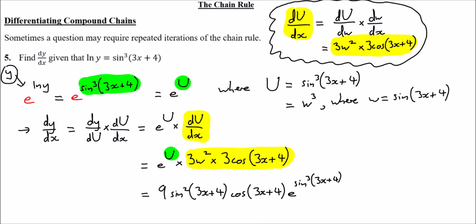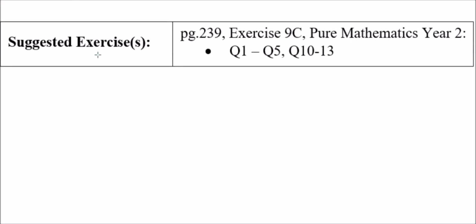So that's definitely a juicier example. They can be quite in-depth and involved, just like that one there. So that should give you a good grounding now to have some flight on your own and try some of these examples yourselves. So if you turn to page 239, exercise 9C, and attempt questions 1 to 5, then questions 10 to 13, that should stand you in good stead for knowing how to apply the chain rule to exam-style questions.